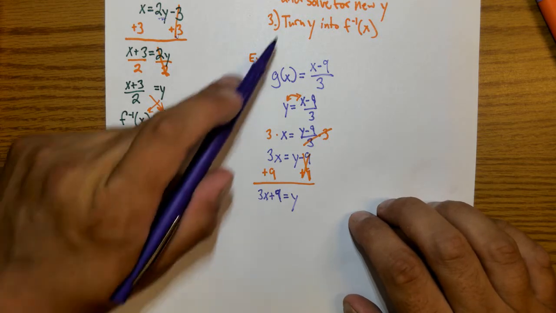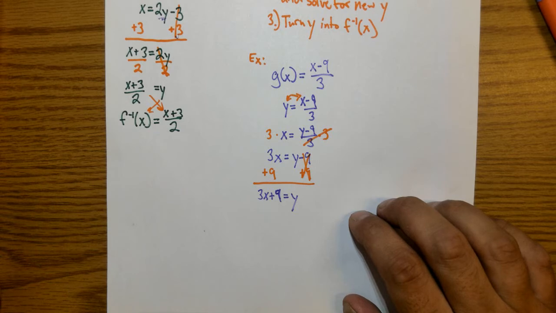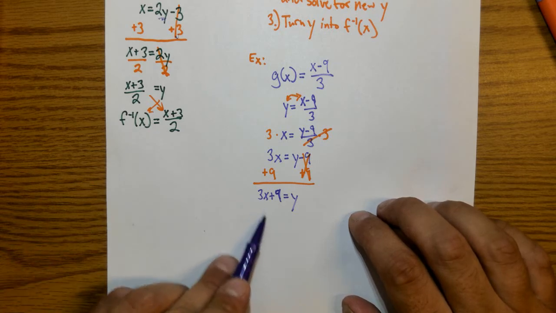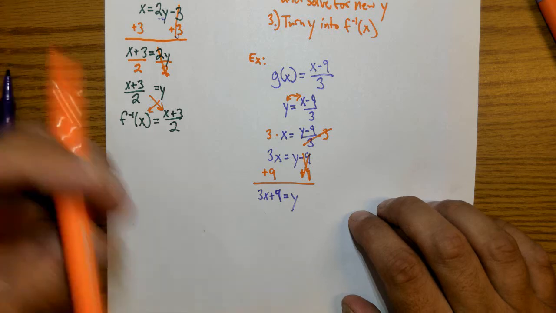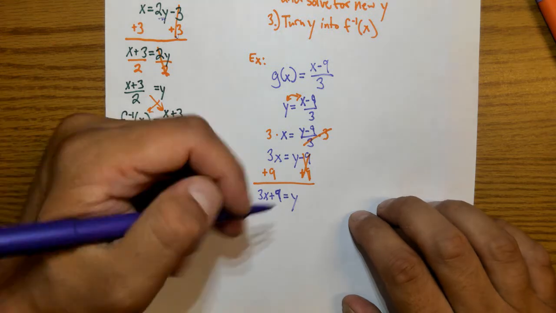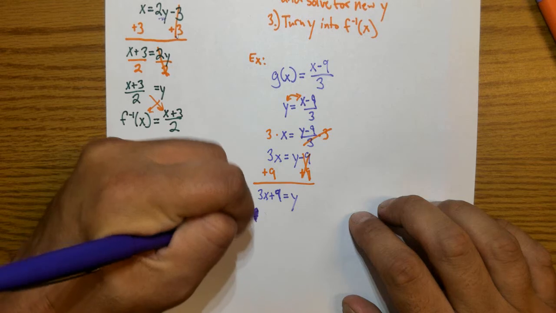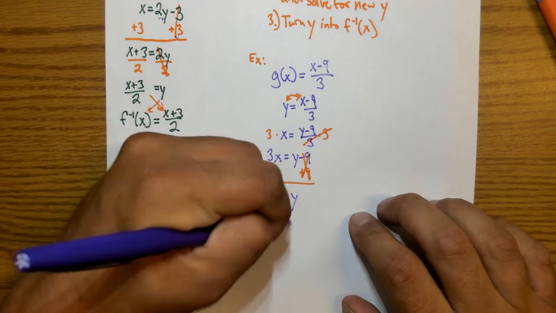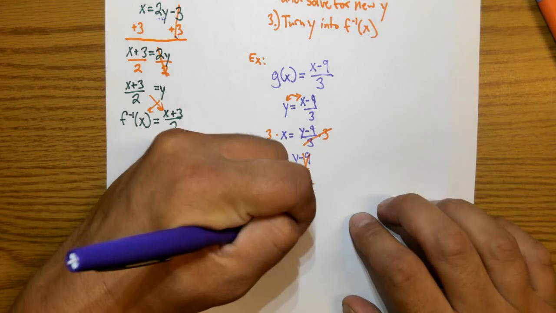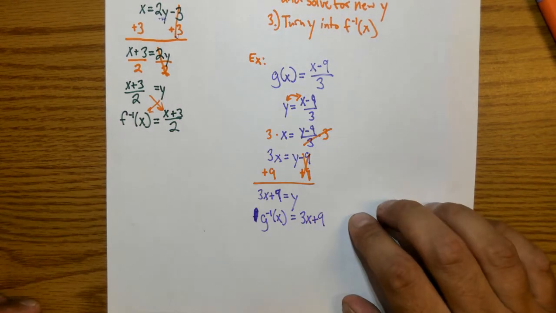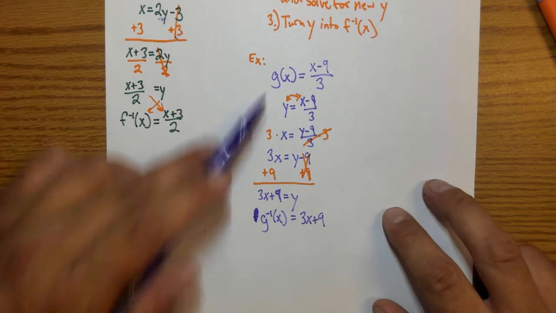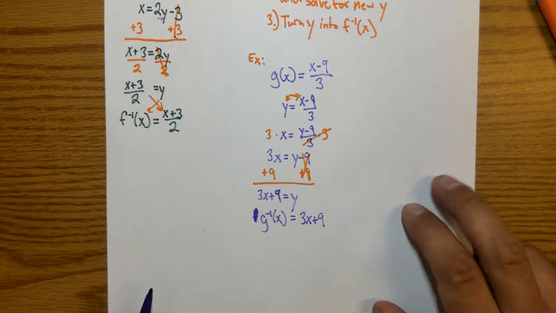And then finally, last step, turn y into f inverse of x. And again, I'm going to put the f inverse on the left, just so it kind of looks nicer. Oh, sorry, we're working with g, aren't we? G inverse of x equals 3x plus 9. And that's it. 3x plus 9 is the inverse of x minus 9 over 3.